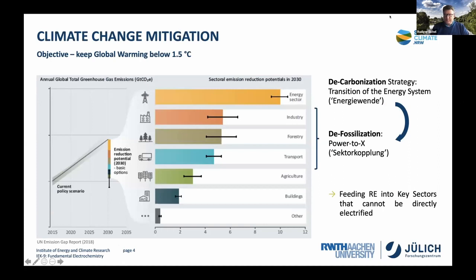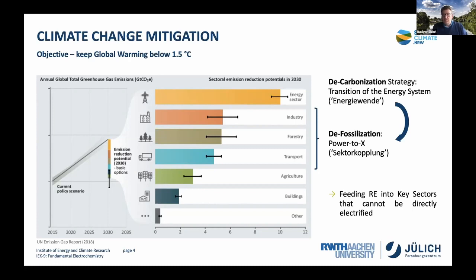So what can we do in order to enable all industrial key sectors to contribute to our emission goals? So we have the energy sector, and this has been shown it's quite easy by a strategy of decarbonization, which means a transition of the energy system towards renewables. But we have key sectors which are not easy to electrify. And because we are doing chemistry, we cannot kick out the carbon. So we need carbon, but we need to think about alternative carbon sources. And this has been outlined by Peter already.